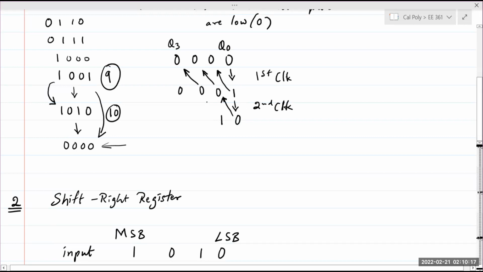This is fed as input to Q3. However, it is a transition from low to high for the clock. So Q3 remains 0, Q2 remains 0, and hence Q3 also remains 0.